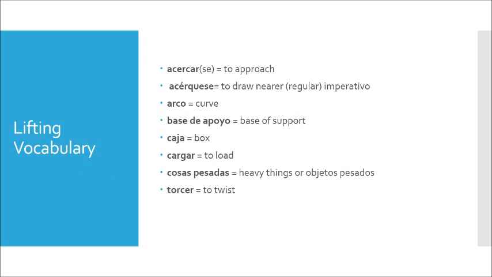The slide is lifting vocabulary, so some common words that you would be using when you're discussing with them. You want to approach an object, so acercar, or you're saying to the patient, acercarse, to draw near it. Arco is a curve in their back they want to maintain, arco. A wide, a good base of support. Base de apoyo. Box, caja. A load, carga. Heavy objects or heavy things would be cosas pesadas or objetos pesados. You're going to be telling them to avoid certain movements like twisting. So to twist is torcer.